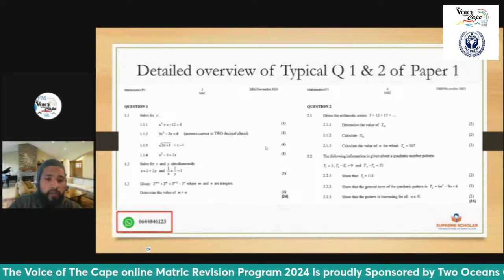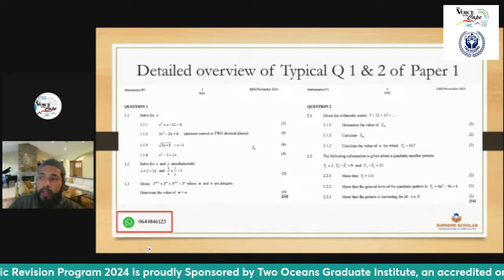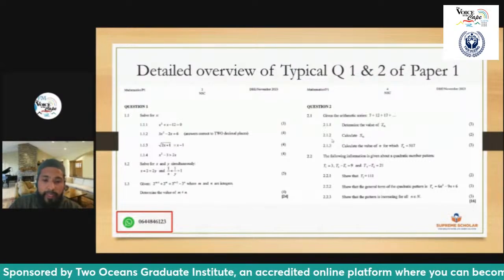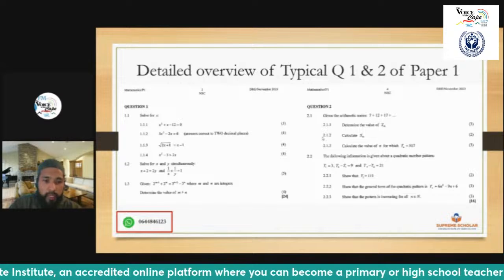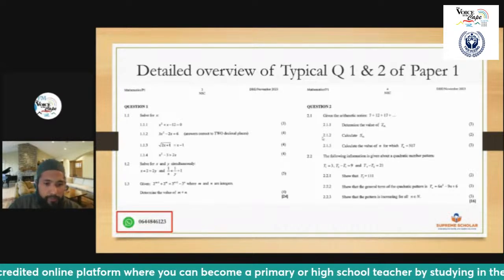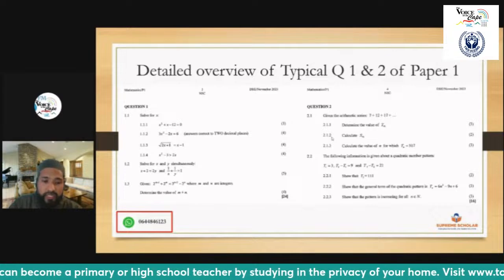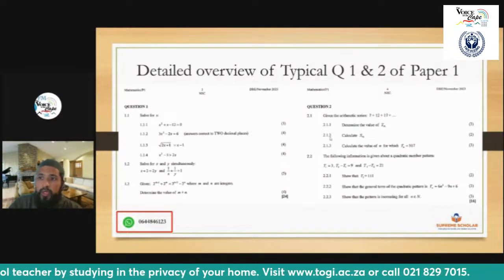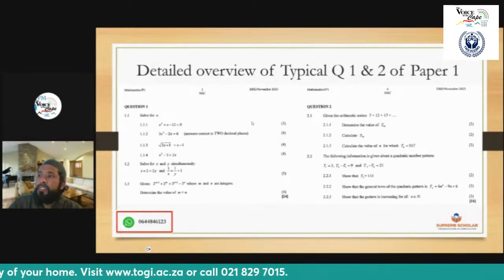And one of the great ways to study and prepare for your final exams is to actually go through as many past papers as possible, and you will see the patterns of how questions are asked, and so you will get used to the structure of the paper, and you don't have any surprises in the exam, right? Surprises can cause you to become more nervous and stressed, and that can have a negative effect on your performance in the exam. So that's some insight into the typical question 1 and question 2 of paper 1.